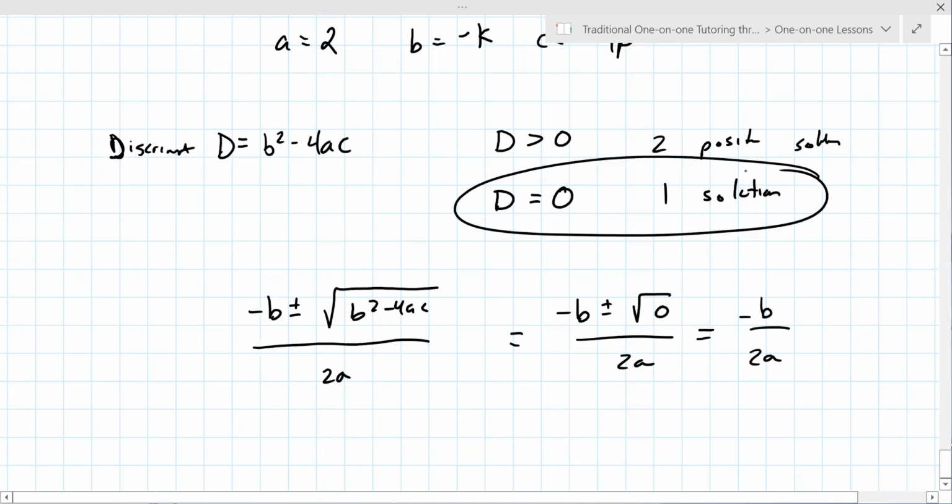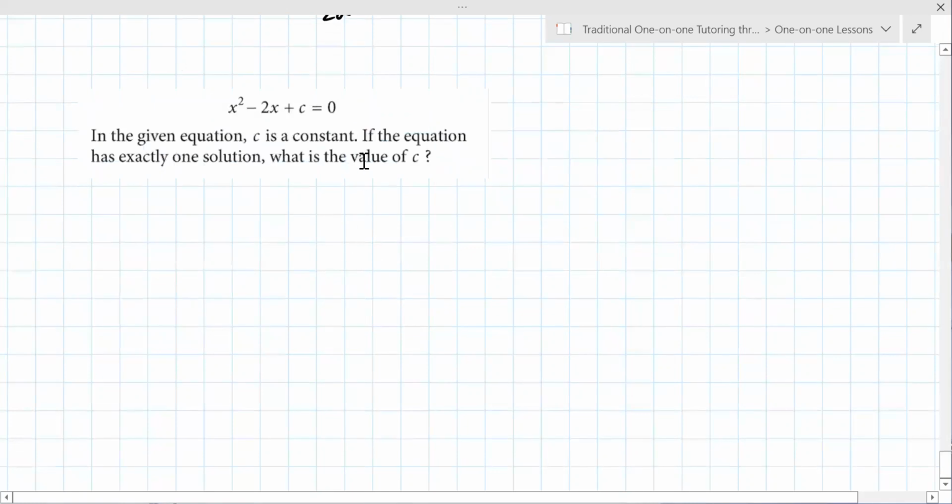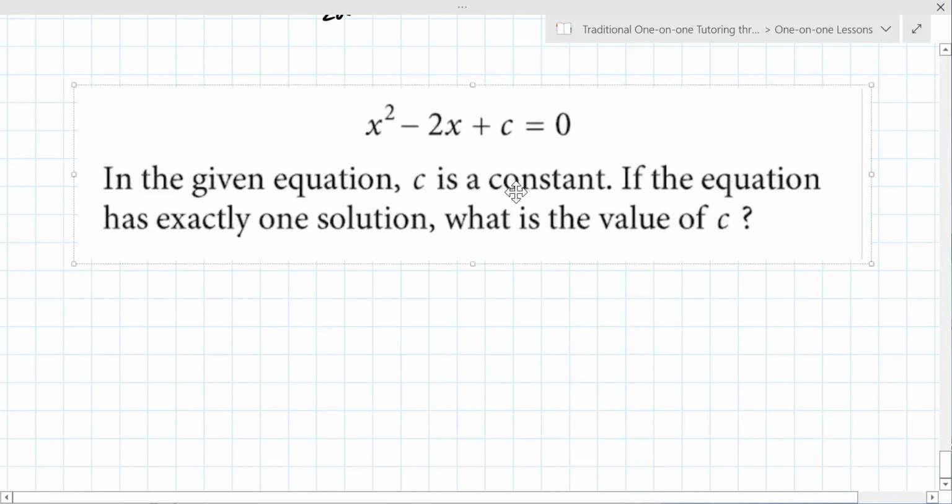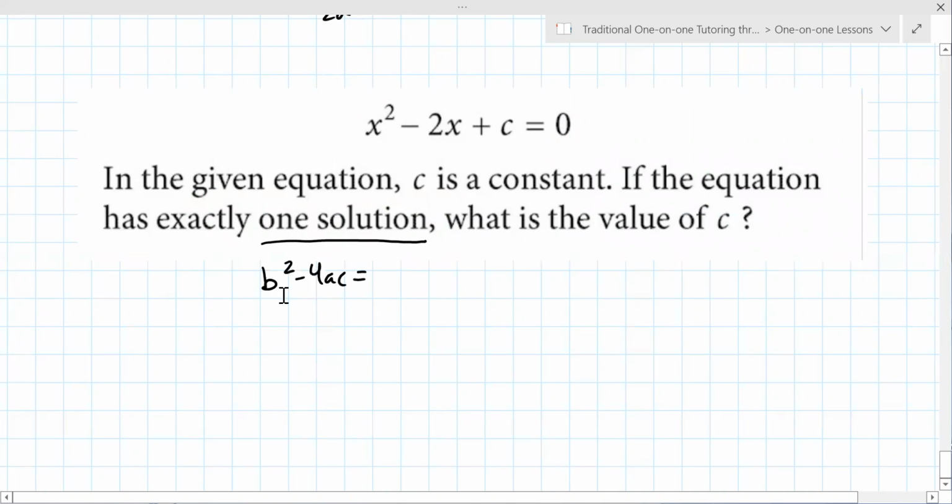Because like most things I do, I'm very predictable. I give you a problem now where that is part of it. All right. So let me show you that. In the given equation, c is a constant. They're saying it's a number, but they don't know what it is. If the equation has exactly one solution, that means the discriminant b squared minus 4ac has to equal what value if it has one solution?